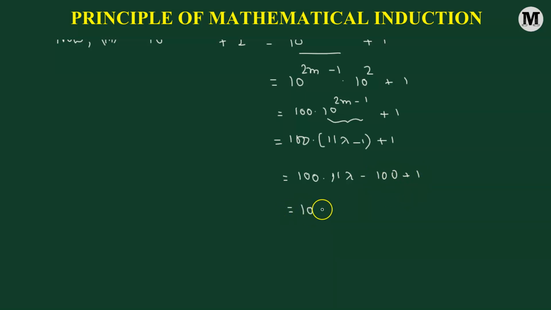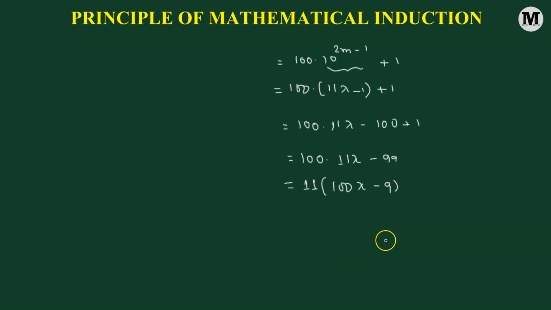Fine. So that gives us 100 times 11 lambda, and negative 100 plus 1, so that's negative 99. So from these two terms, we can pull out 11 as the common factor. So that's going to give us 11 times 100 lambda minus 9. Now we have already considered lambda to be some natural number, then 100 times lambda minus 9 is also going to be a natural number. Now what we'll do, we are going to replace it with beta, where we are considering that 100 times lambda minus 9, that's equals to beta, where beta belongs to the set of natural numbers.